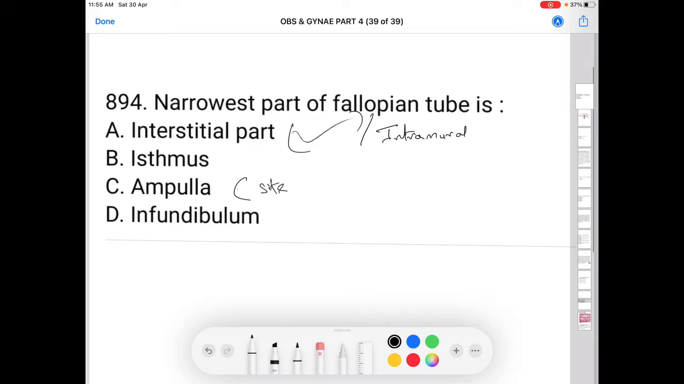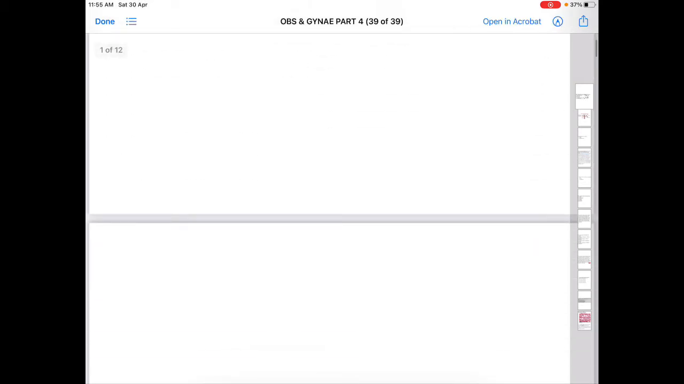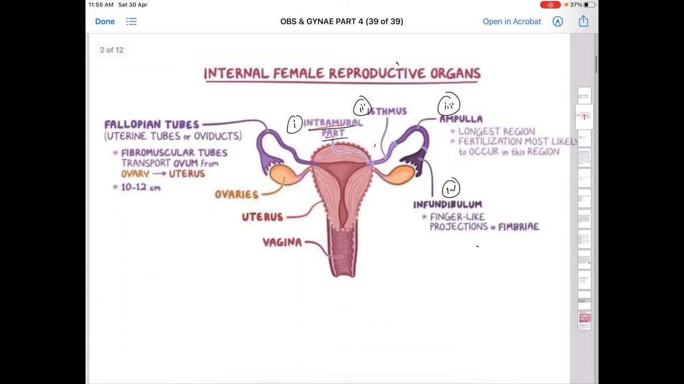Ampulla is the site for fertilization, where fertilization takes place, and in the infundibulum, there are 20 to 25 fimbriae present, finger-like projections. So yes, we will be discussing in a bit more detail about these various parts of the fallopian tube.